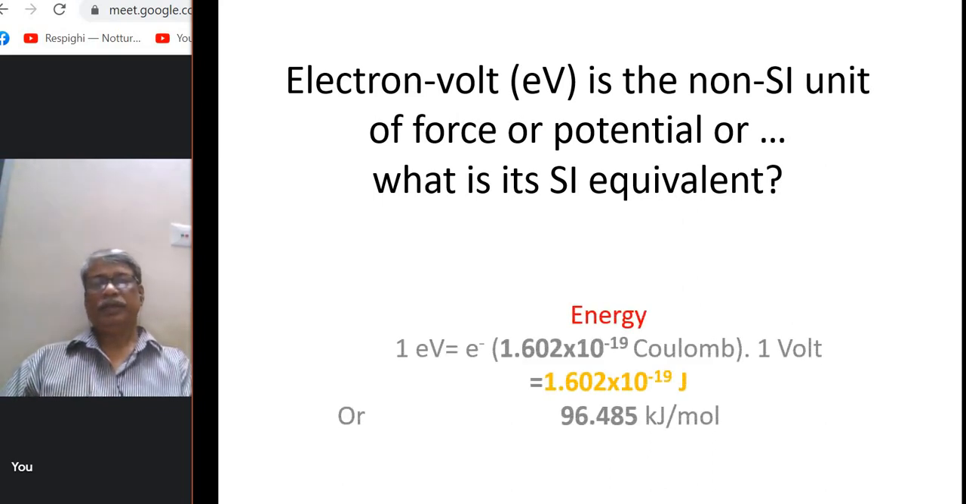Of course, it is neither force nor potential, it is a unit of energy. As you know, 1 coulomb into volt gives you 1 joule, and 1 electron volt means the charge of an electron in coulomb into 1 volt, and that gives you 1.602 into 10 to the minus 19 joules, or if you multiply by the Avogadro constant, you will get 96.485 kilojoules per mole.